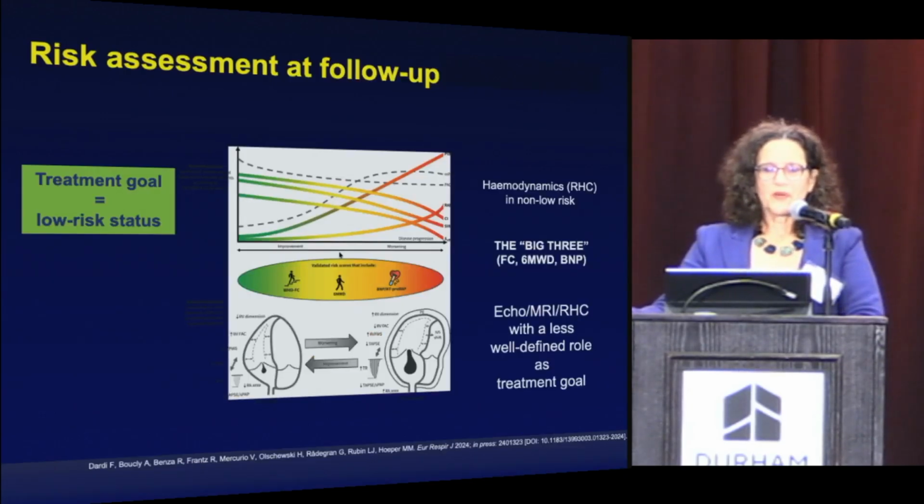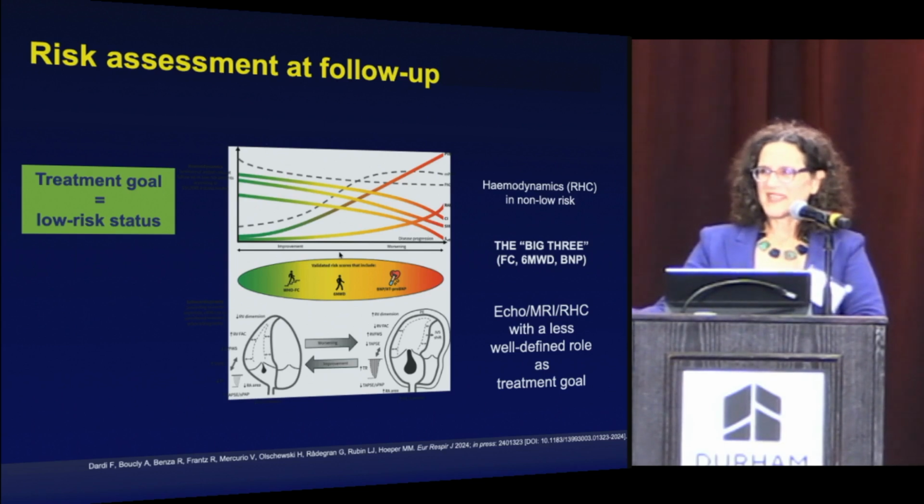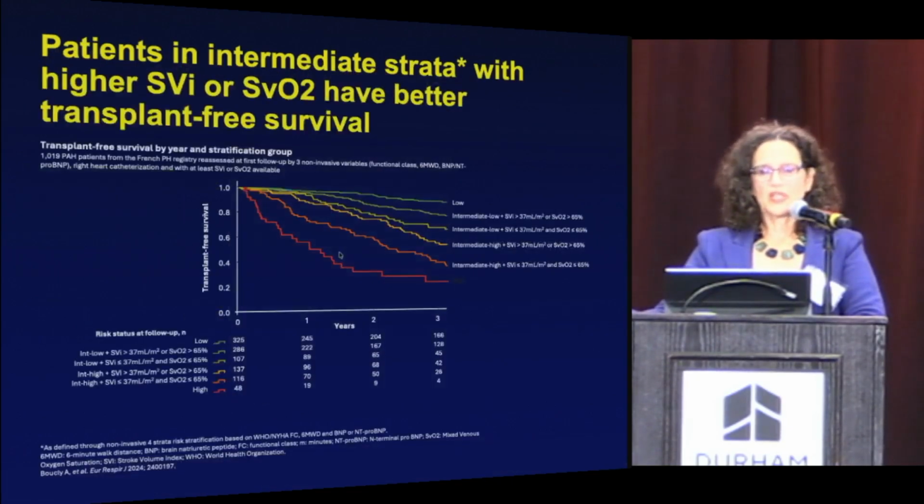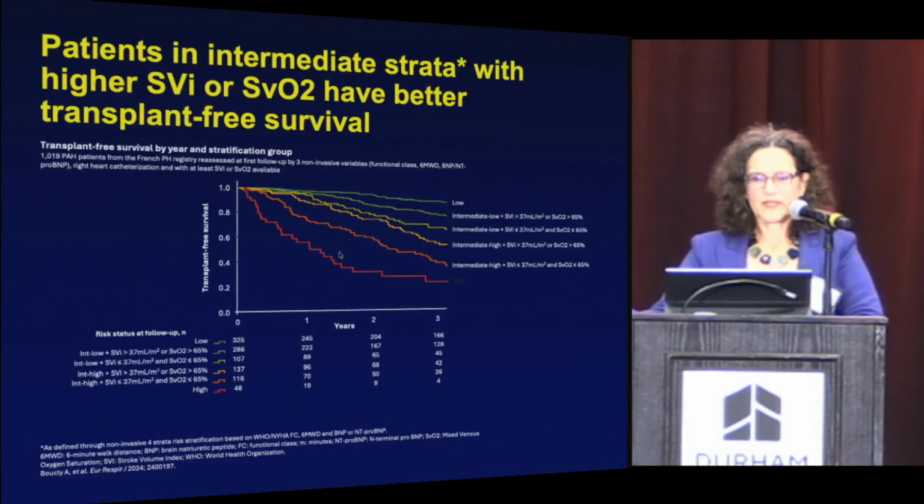So this is part of the problem. The big three: hall walk, functional class, and NT-proBNP or BNP. Those are the basis of all our risk calculators, but they're probably not enough, right? I've just shown you examples of how they're not enough. And this is where I think we need to be going with risk stratification in subsequent world symposia.